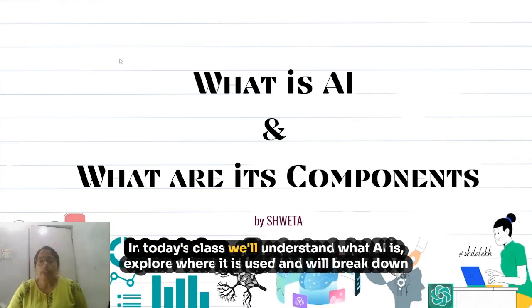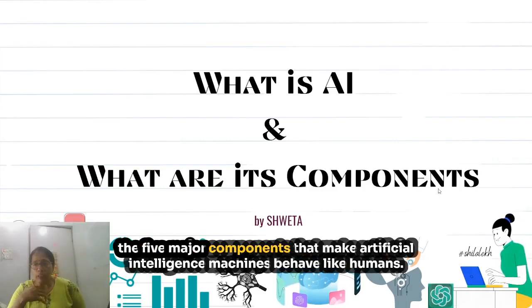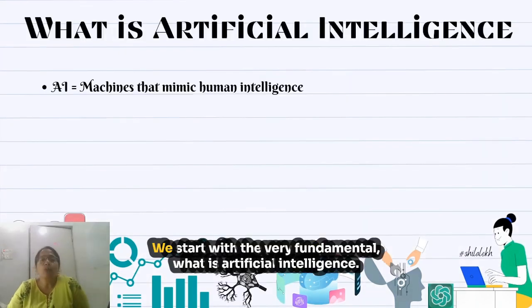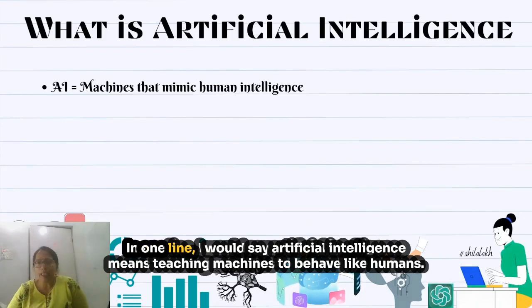In today's class, we'll understand what AI is, explore where it is used, and we'll break down the 5 major components that make artificial intelligence machines behave like humans. Let's get started. We start with the very fundamental: what is artificial intelligence? In one line, I would say artificial intelligence means teaching machines to behave like humans.